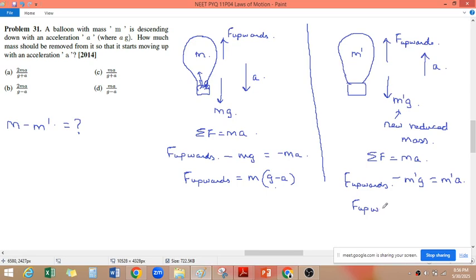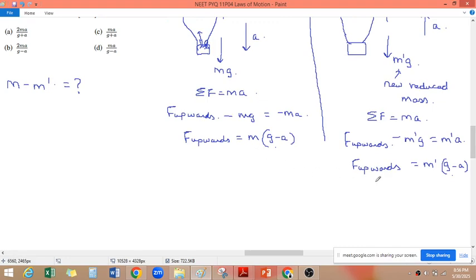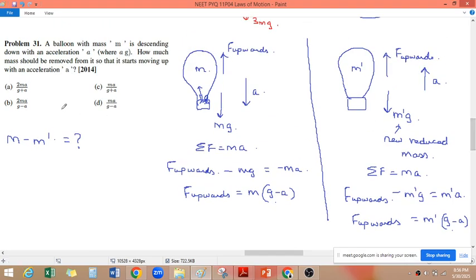Any doubts? Somebody asked something? G minus A. But as I said, F upwards is the same. So that means I can equate this and this to find m dash. Once I find m dash, if you choose this option, it will be wrong because they asked you how much mass is reduced. So this is the final mass. So that means they are actually asking for m minus m dash. So if you have this clarity, you will not make any mistakes. Otherwise, what will happen is you will find m dash and you will choose the wrong option here.